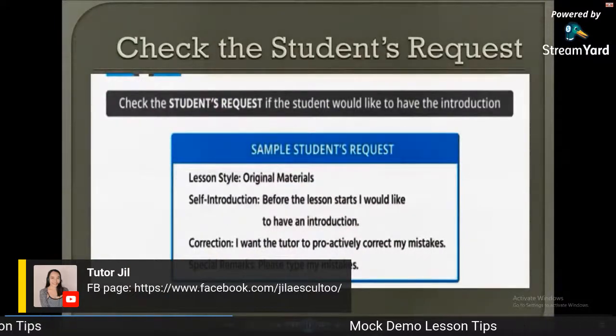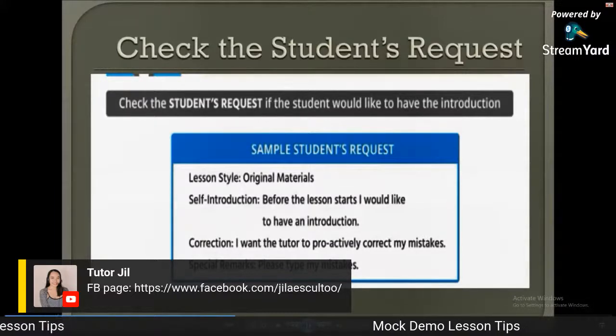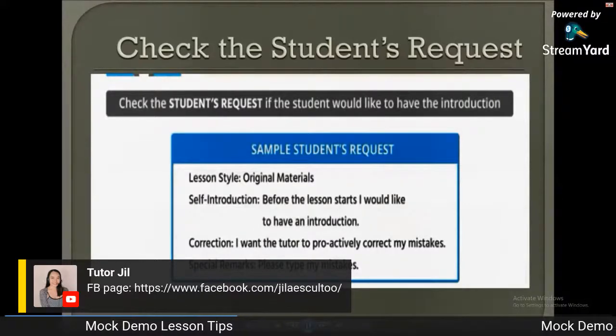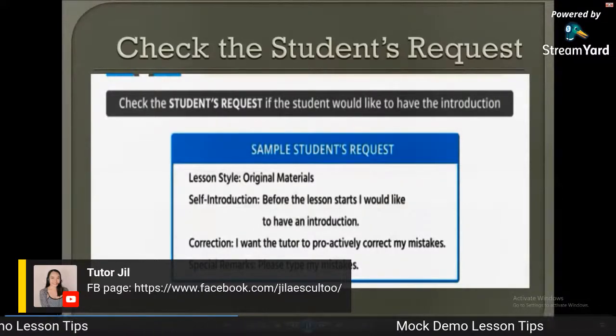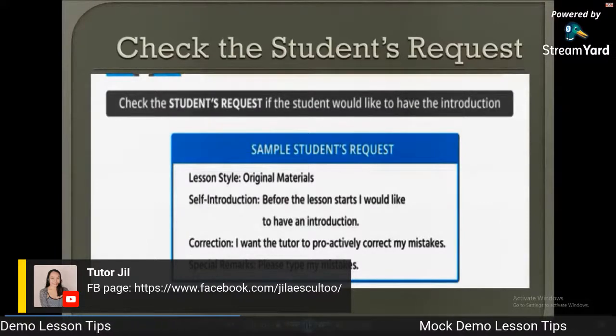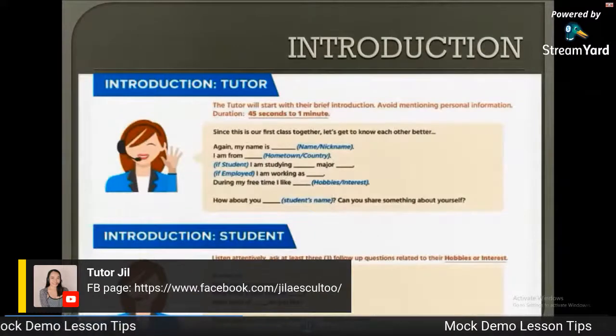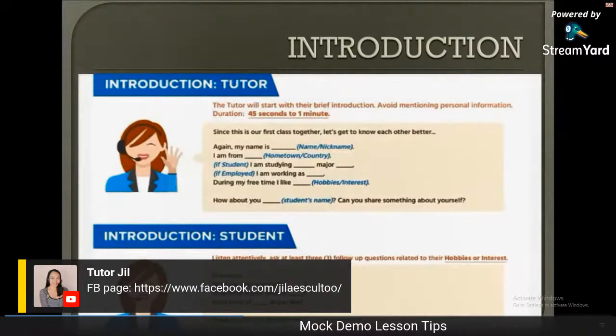Okay, now this is an example of a student's request. This is for your eyes only. There's no need to say your sample student's request is lesson style, original material, self-introduction, and so on. You don't need to read this word by word because you will have a suggested spiel after this one. Now, let's have the introduction.